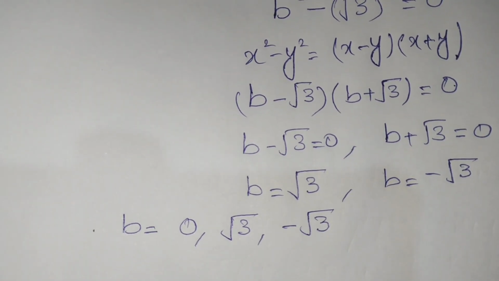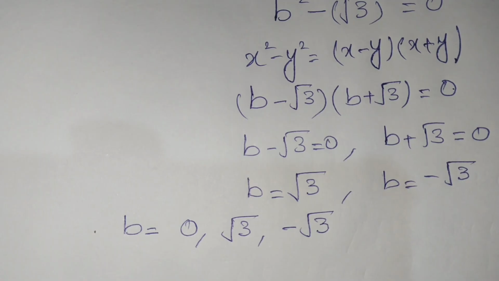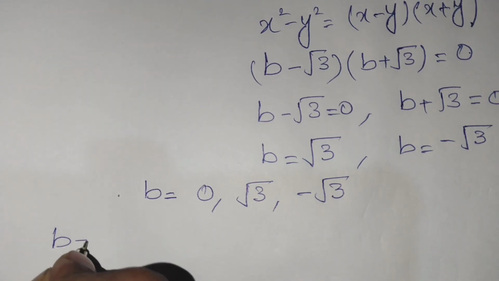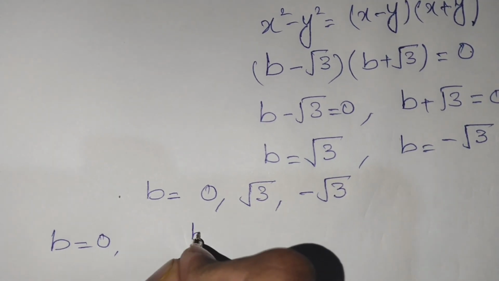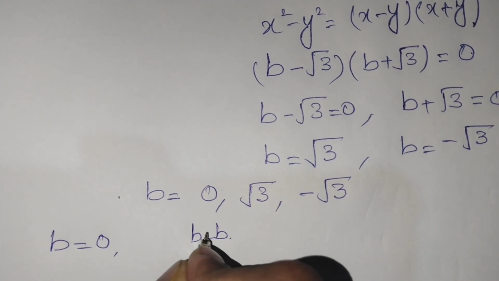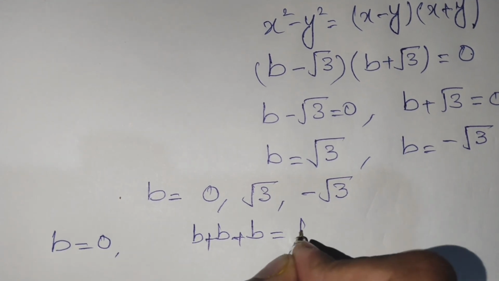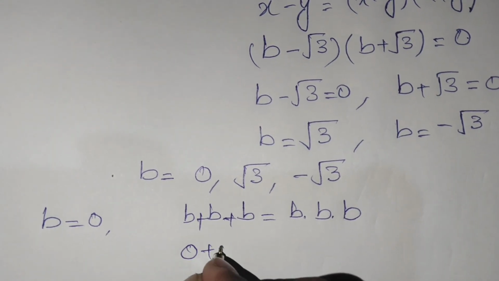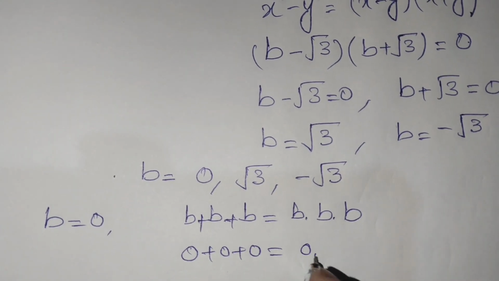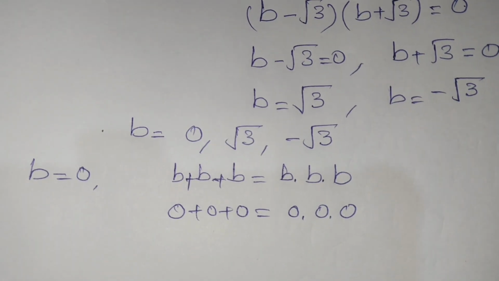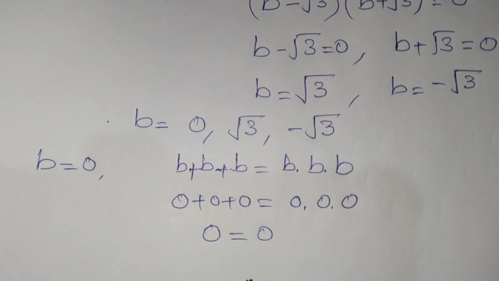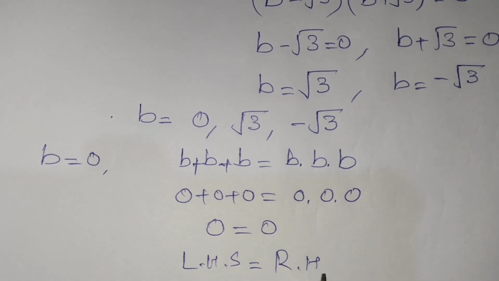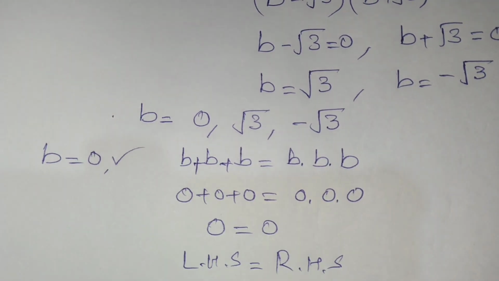Now we will check these values by putting them back in the question for verification. First we will take b equals 0. We have b plus b plus b equals b times b times b. 0 plus 0 plus 0 equals 0 times 0 times 0. That means 0 equal to 0 and left hand side equal to right hand side. Our value of b equals 0 is correct.